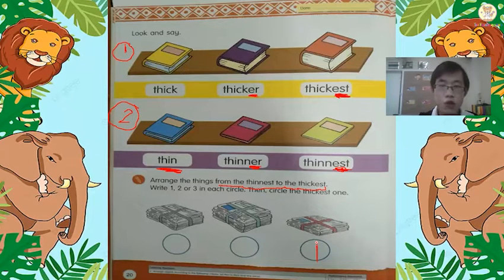Next, which one is thicker? You can see that picture number 2 is thicker than the first picture. That's why we need to write number 2 at first picture, and we need to write number 3 at the second picture.